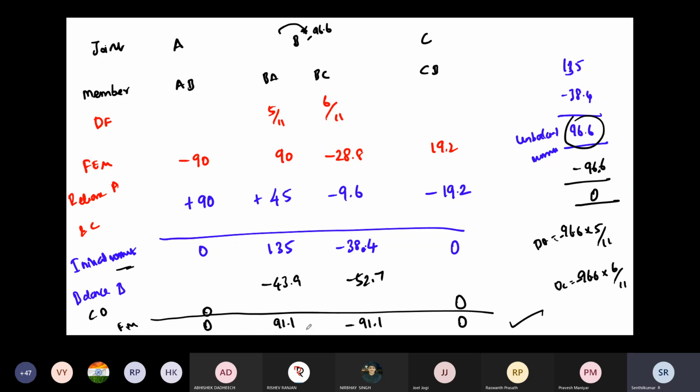Now I just wanted to know what my end moment is. So 135 minus 43.9 is 91.1. If it is still not balanced, and an unbalanced moment is there, you have to go for one more iteration. You have to balance it, you have to carry over. But your first iteration itself is successfully completed. At joint B, the summation of moment is coming to 0. We don't have any unbalanced moment. So this is your final answer.